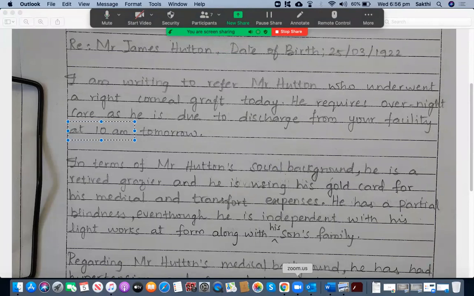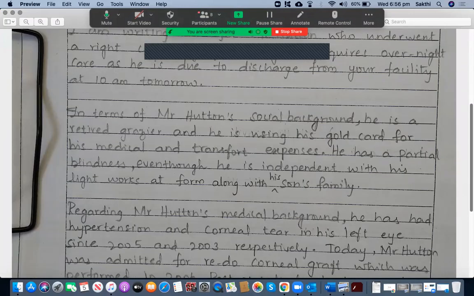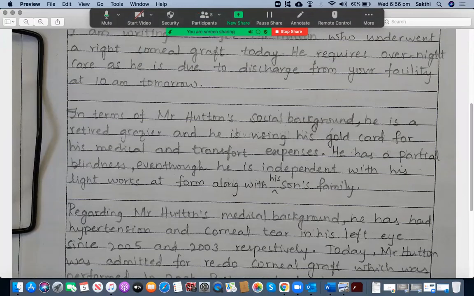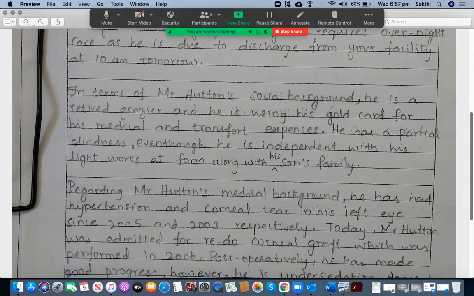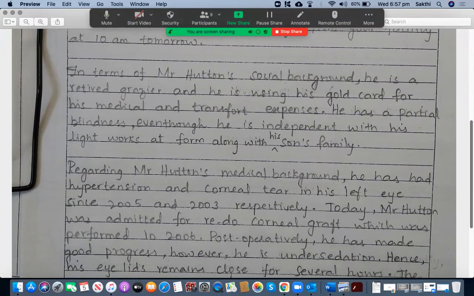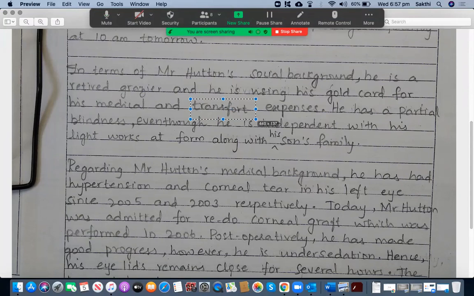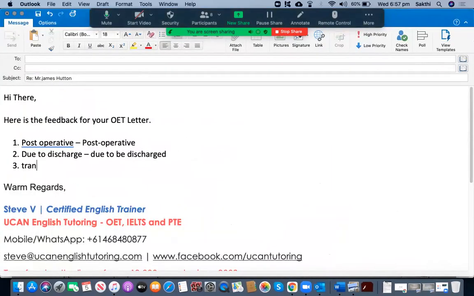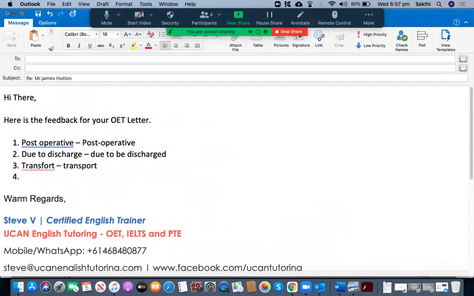All right, just one moment. Okay. "In terms of Mr. Hutton's social background," comma, "he is a retired grazier, and he is using his gold card for his medical and transport expenses." This is wrong. It's not "transport" as you wrote it; it's a spelling mistake. It's not good. Transport. Okay.